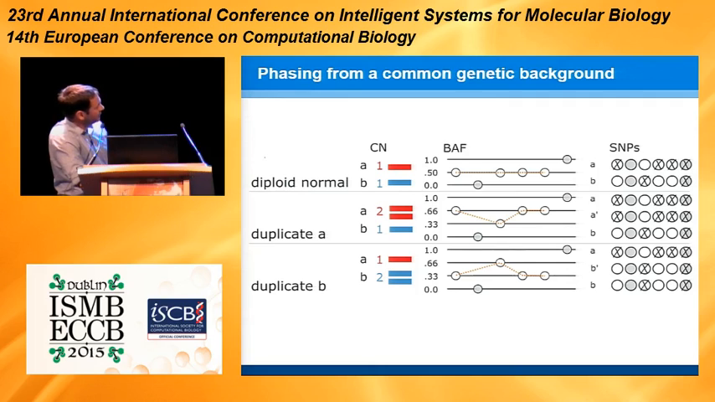The homozygous ones stay where they are. But if the amplification indeed happened on the other allele, you will see a pattern that is exactly inverted to the one before, because now the SNPs that are on the second allele are the ones that get raised to 66%, and the other way around.